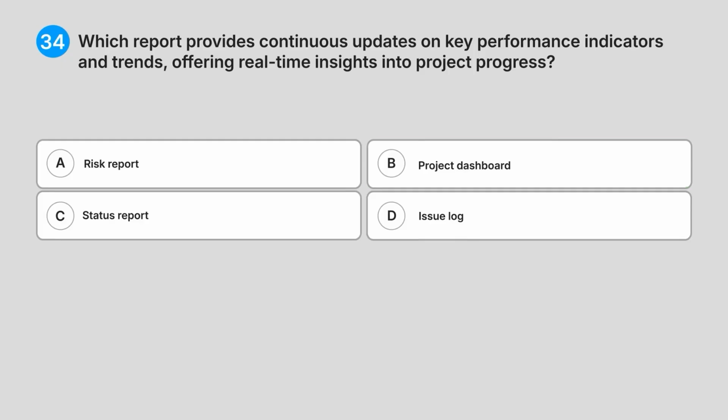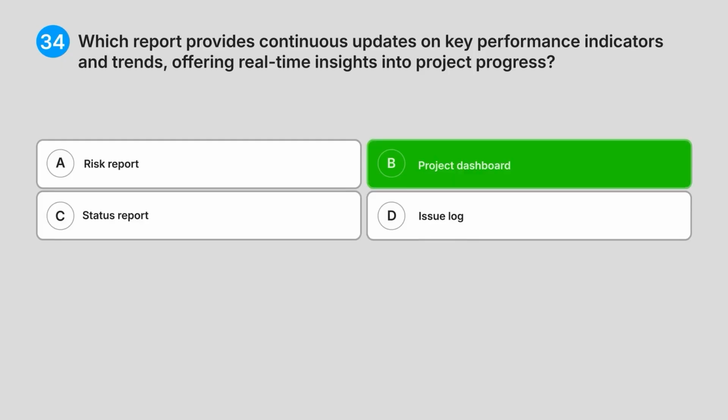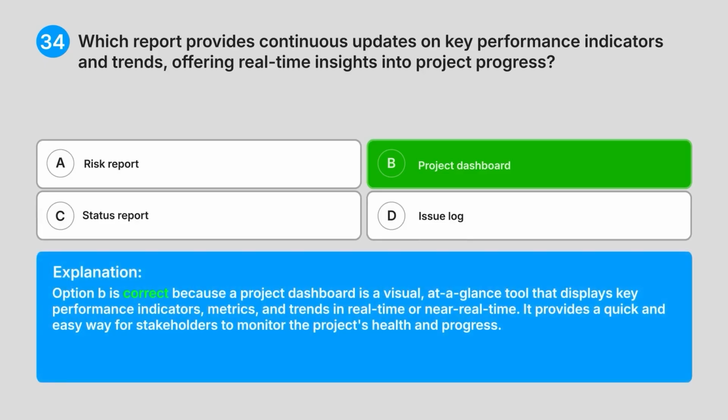Correct answer. B. Project dashboard. Explanation. Option B is correct because a project dashboard is a visual, at-a-glance tool that displays key performance indicators, metrics, and trends in real-time or near real-time. It provides a quick and easy way for stakeholders to monitor the project's health and progress.